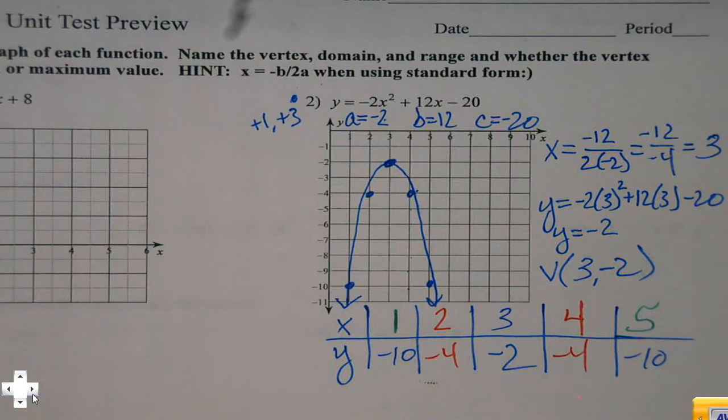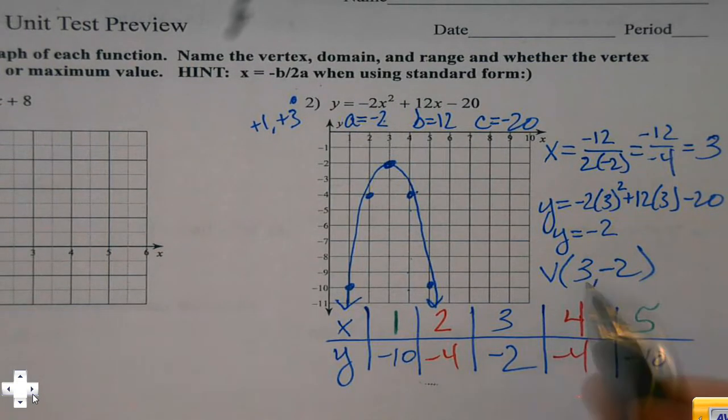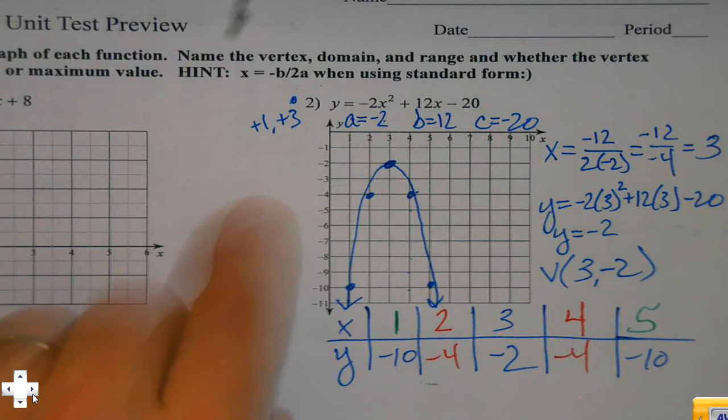But the calculator does the same thing for me. However you want to roll is A-okay. So let's see, we named the vertex. We still have to do domain and range here. I guess we're going to do that over here.